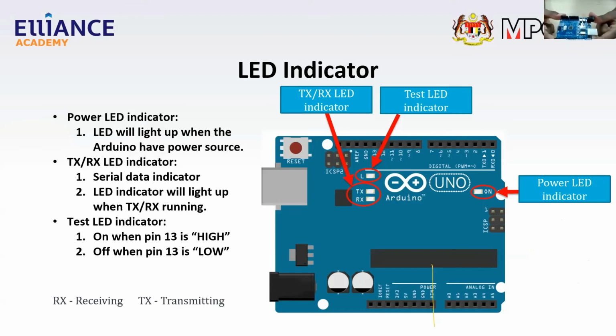So this is easier for us to track if the board is functioning well. If we are sending data to the board and we see the RX lighting up, we know the board is receiving data. So this is how we indicate whether the board is functioning as we wanted.